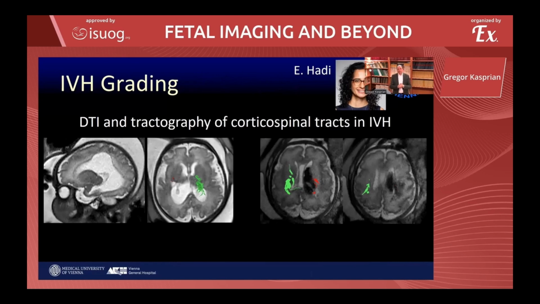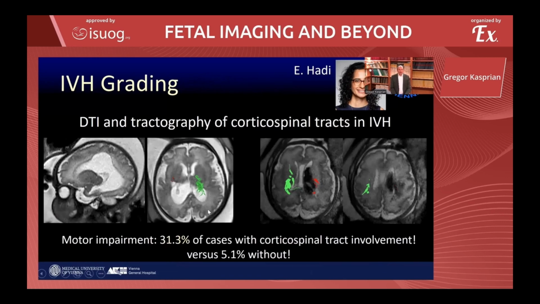And we, in this case, got support by a perfect obstetrician, Efrat Hadi, who analyzed our corticospinal tractographies in IVH cases and found that basically if you have normal corticospinal tracts on fetal MR-based tractography of the pyramidal tracts, if you have normal findings, you have a chance of only 5% to have a motor deficit. Whereas if you have some affection or change of the corticospinal tract detected by DTI, your chance of having a motor problem is much higher. In our cohort, it was 30%.